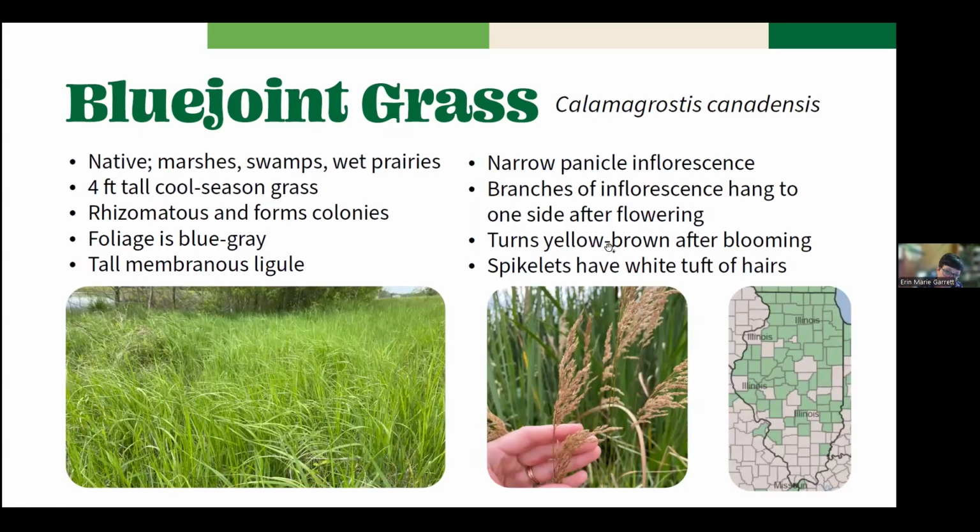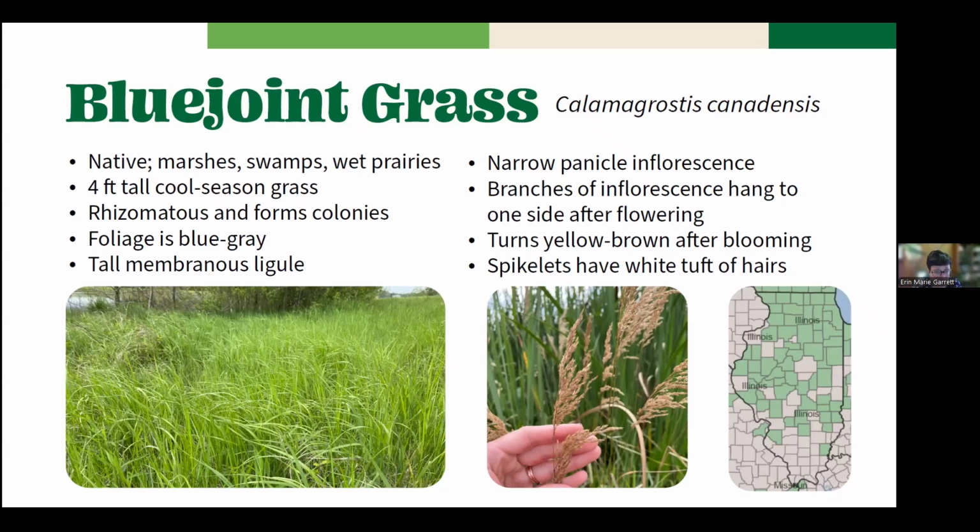Okay, and then our last one is blue joint grass, and this is more of a wetland grass, but we're not doing a whole wetland grass section, so I pushed it into the prairie section, so we made sure to cover it. This one is going to be found more in central and northern Illinois, and definitely found in more wetland habitats like your marshes or your swamps, but you can also find it in wetter prairies. It is another cool season grass that is rhizomatous, so it's going to form big patches or big colonies like in the photo bottom left.